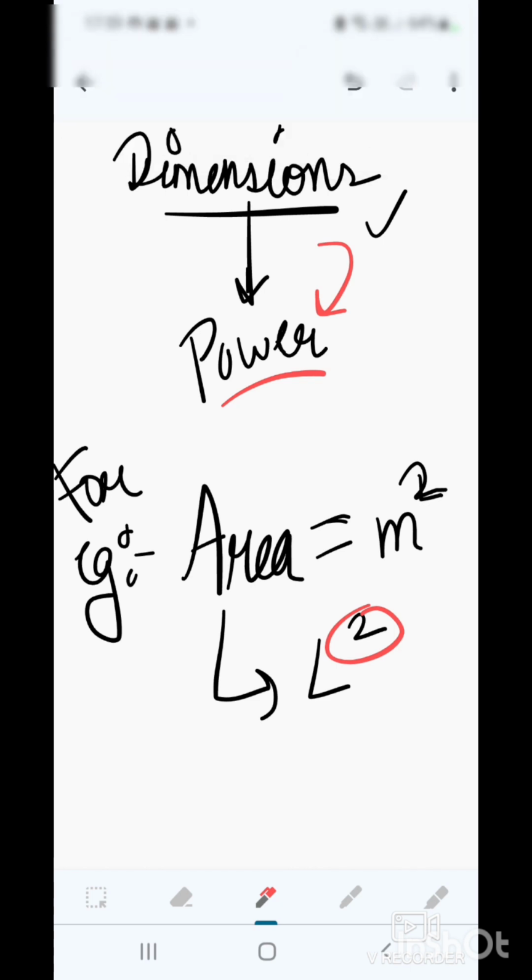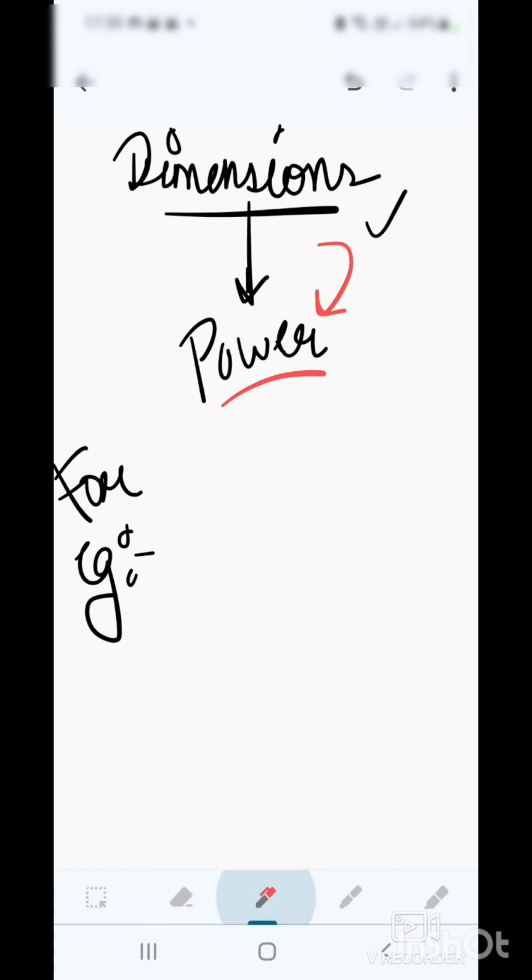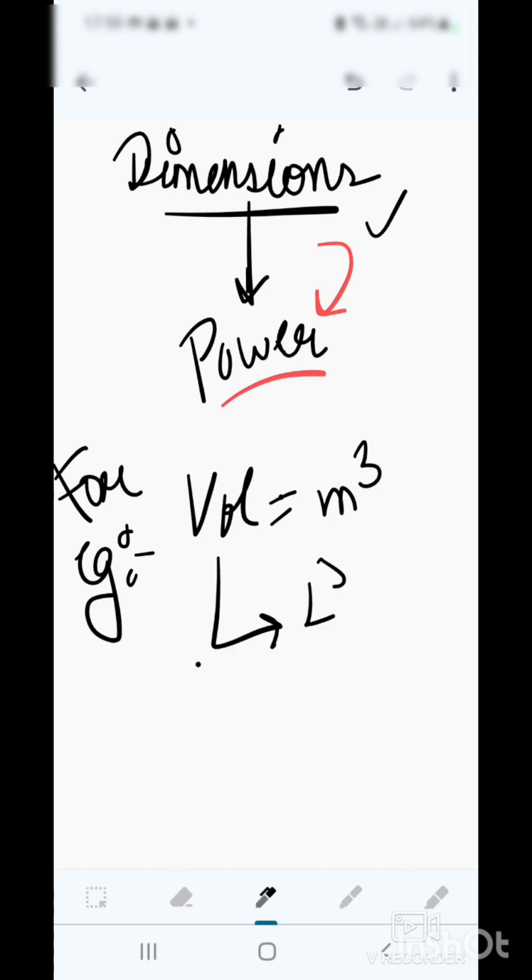So thus we can say that the answer would be 2 here. For example, if we take another example of volume, if I explain with another example, which is volume, the volume is equal to meter cube, then it would be represented with L cube.